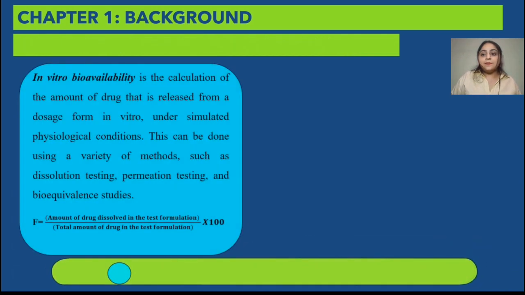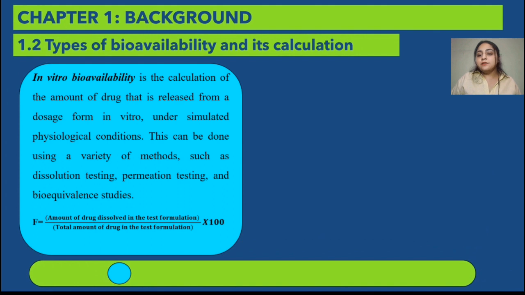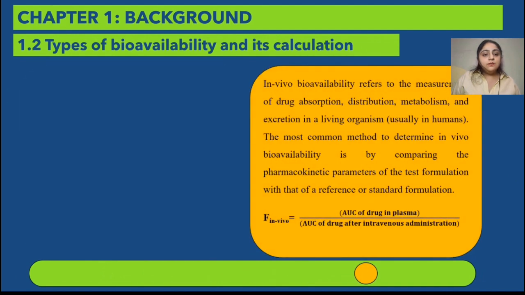So, what are the types of bioavailability? The first one is in vitro bioavailability, wherein we calculate the amount of the drug in vitro under simulated physiological conditions, and it is calculated as the amount of the drug dissolved in test solution divided by total amount of drug in test formulation multiplied by 100. The second one is in vivo bioavailability, where we measure ADME in a living organism. The formula is AUC of drug in plasma divided by AUC of drug after IV dose.